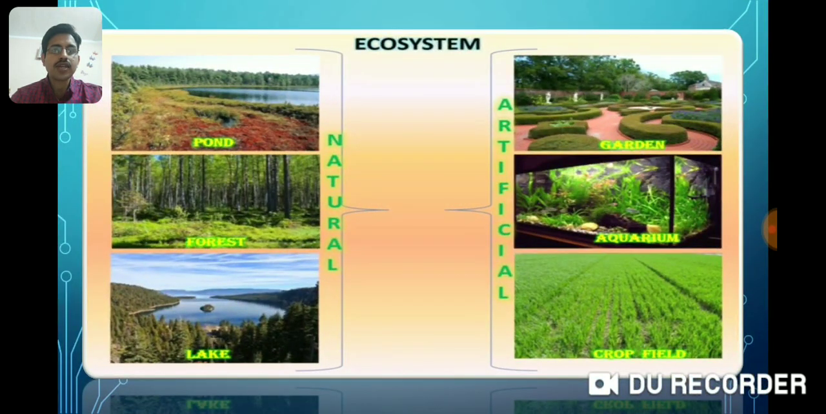Ecosystem is of two types, natural and artificial. Natural ecosystems include pond, forests and lake, while artificial ecosystems include garden, aquarium and crop field. The natural ecosystems are maintained, managed by nature, whereas the artificial ecosystems are managed by man.